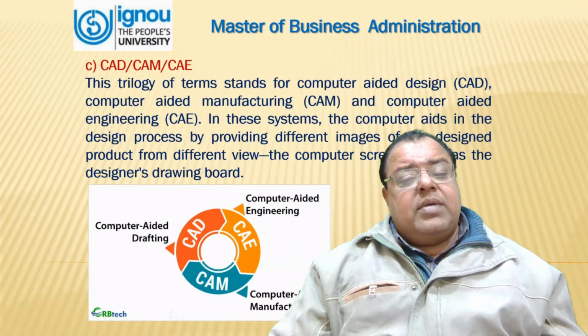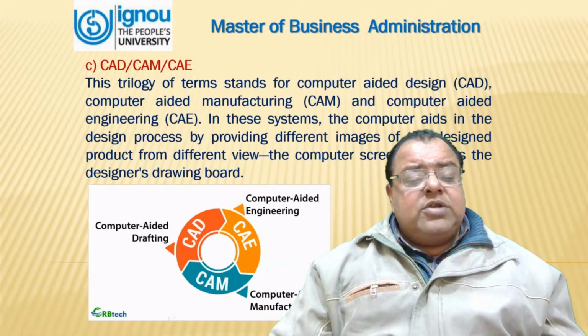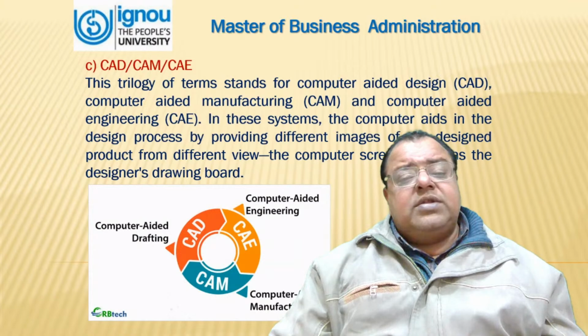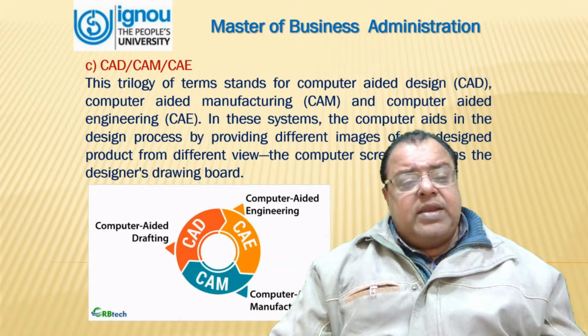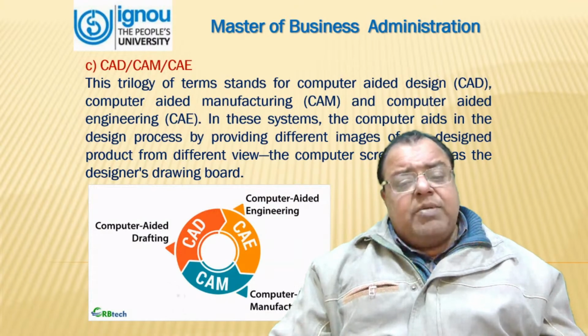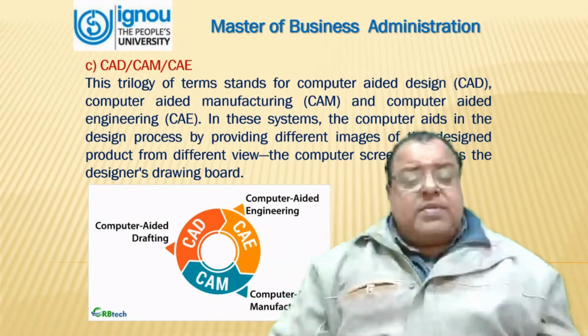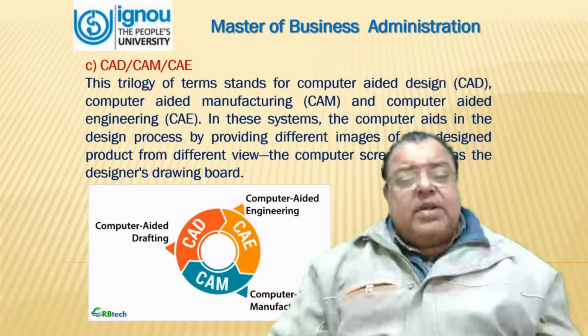CAD, CAM, CAE. CAE is basically computer aided engineering. The trilogy of terms stands for computer aided design, computer aided manufacturing, that is CAM, and computer aided engineering, that is CAE. In these systems, the computer aids in the design process by providing different stages or different images of the design product with different views, the computer screen acting as the designer's drawing board.